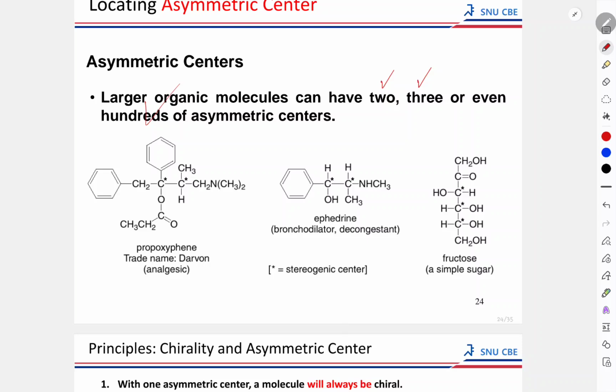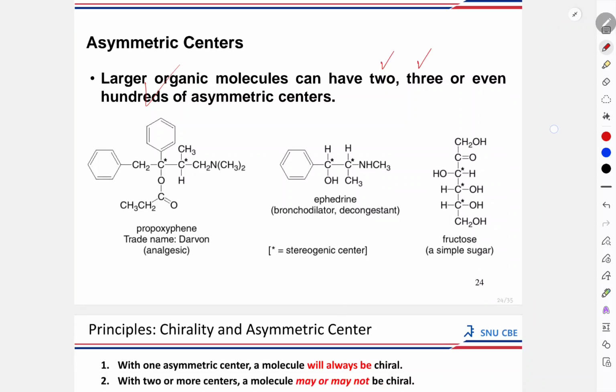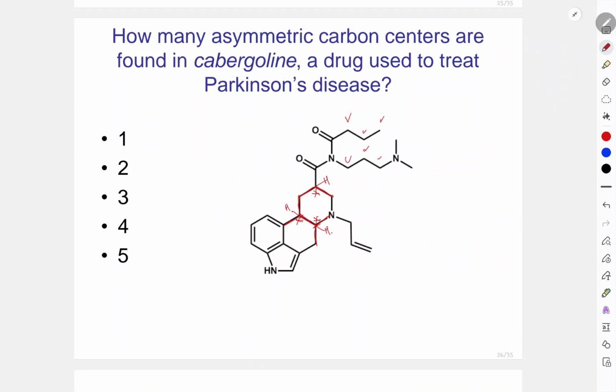What about this one? You have 3 asymmetric centers, right? So one single molecule can accommodate multiple asymmetric centers. And we, I guess, solved this one. How many asymmetric carbons exist in this molecule? It is a drug used to treat Parkinson's disease. And I guess we checked the answer here.